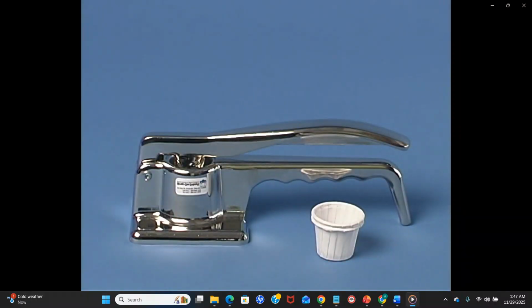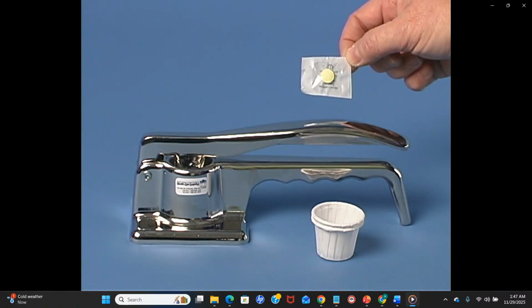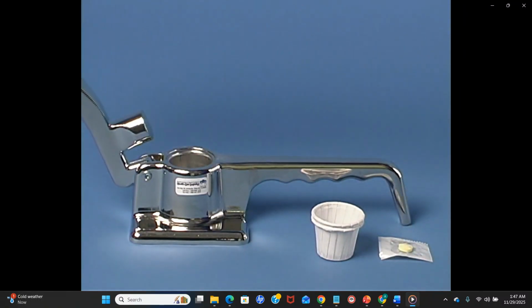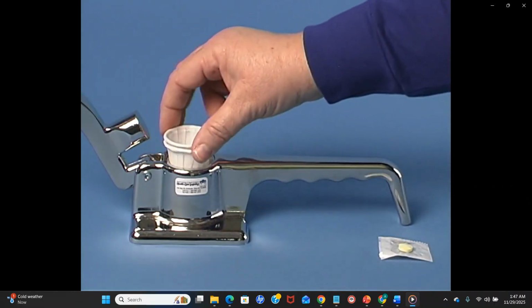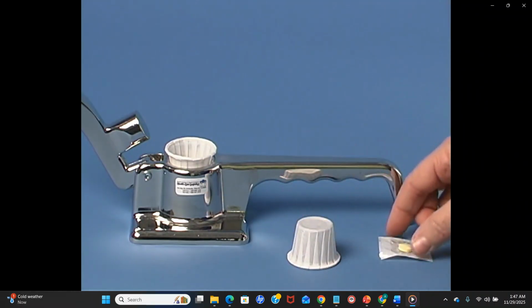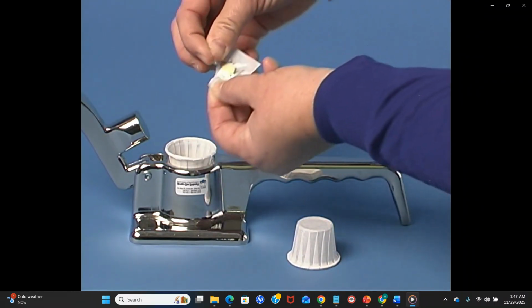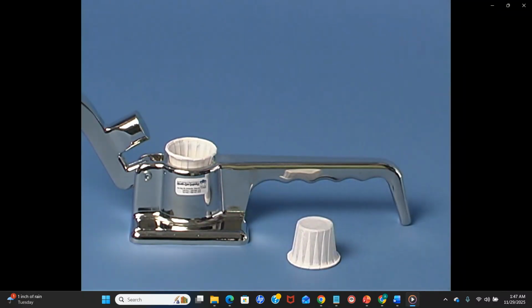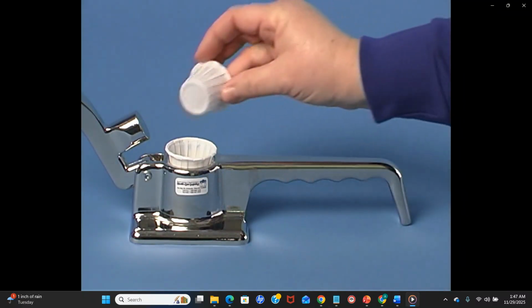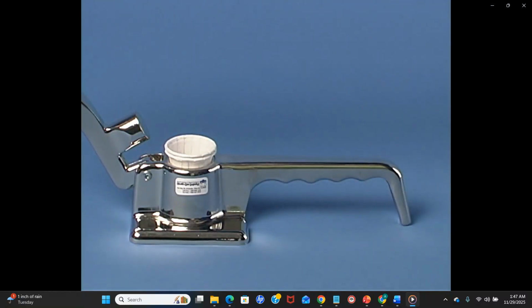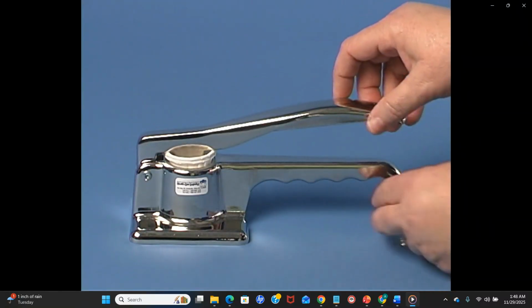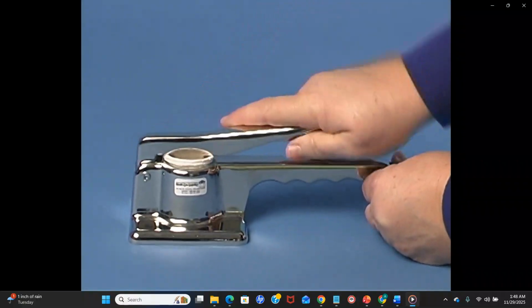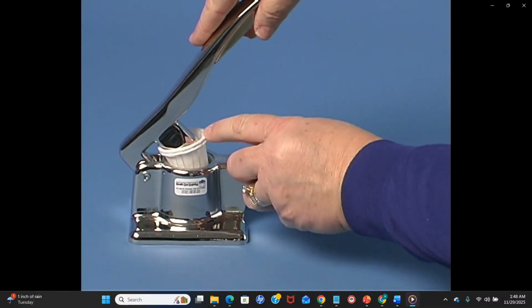Another way to crush pills is with a levered pill crushing device. Again, place the pill between two paper medication cups. You usually need to hammer the pill several times before the pill is crushed into a fine powder.